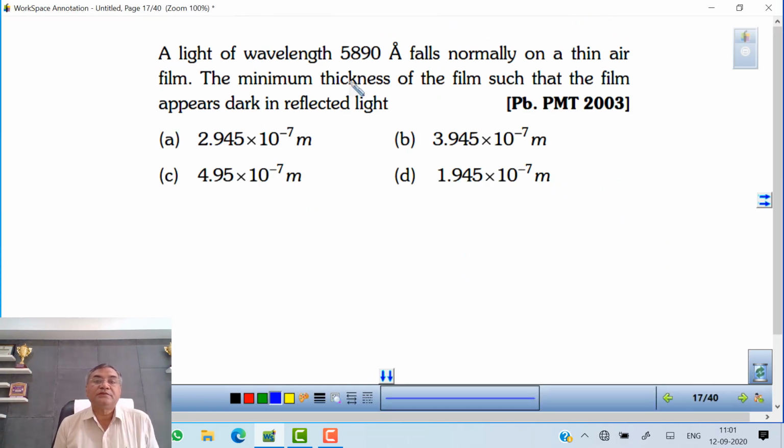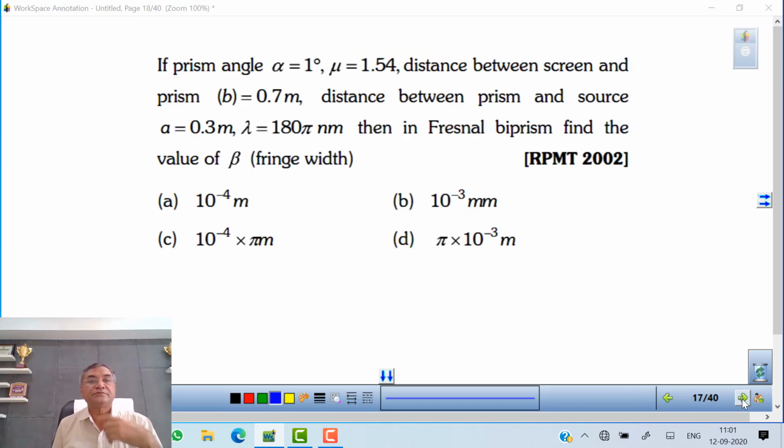A light of wavelength 590 angstrom falls normally on a thin air film. The minimum thickness of the film such that the film appears dark in reflected light. આ ટાઈપનો ક્વેશ્ચન થિન ફિલ્મનું જે છે ને, પાસ ડિફરન્સ વાળી મેં વાત જે નથી કરી, એ કર્યા પછી આ સોલ્વ આપણે કરી શકશું. I go for the next.